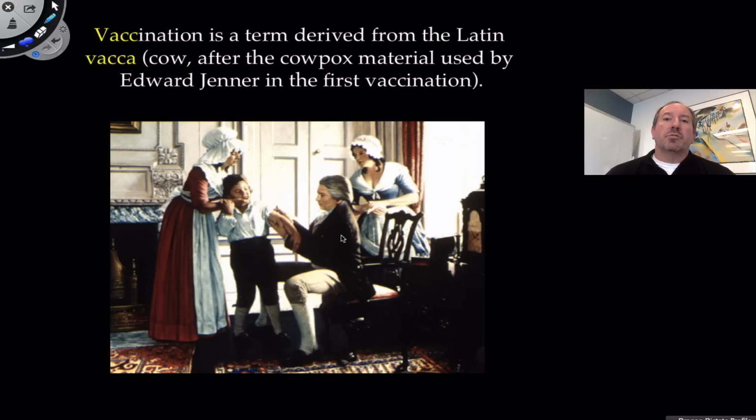In order to test his hypothesis that immunity was conveyed through exposure to cowpox, he literally took some of the pus from the cowpox and deliberately infected a boy with it. I'm not sure if this was actually the case; this is what I've heard. The boy came down with cowpox, but as a result of it, he didn't get smallpox when he was exposed to smallpox. And so this was the first vaccination.